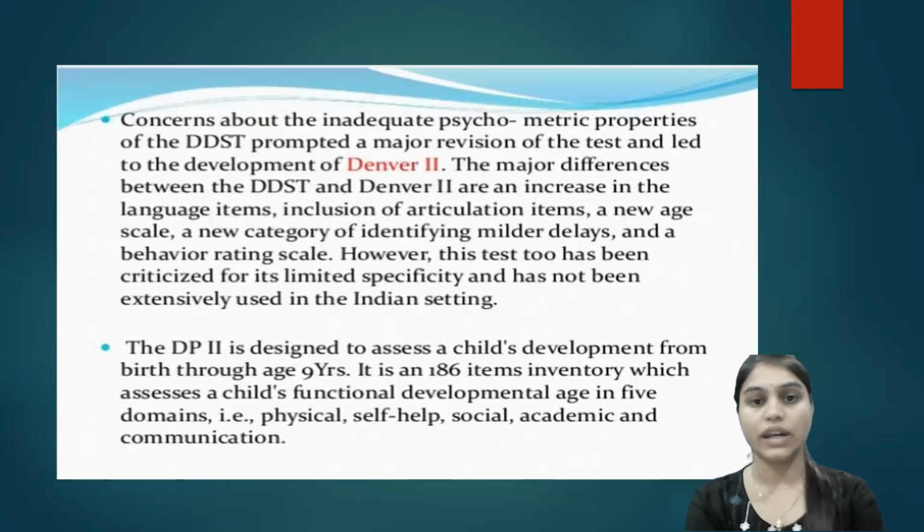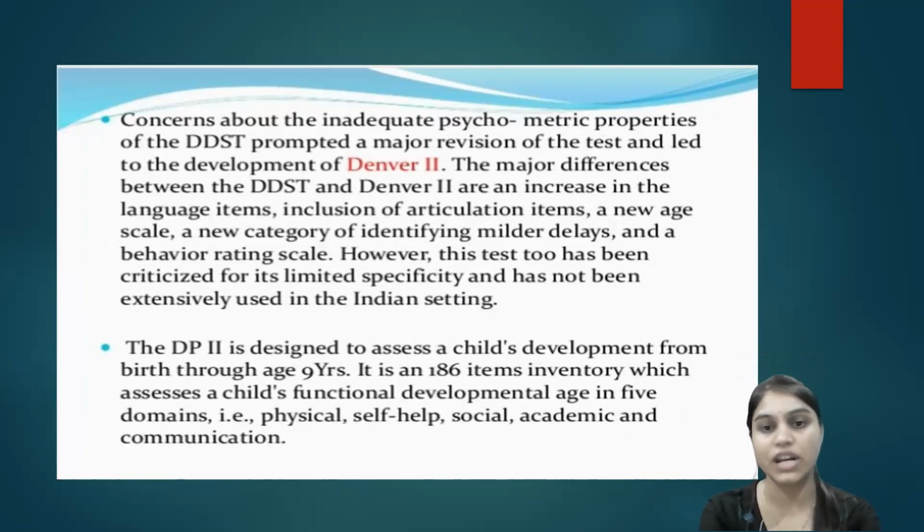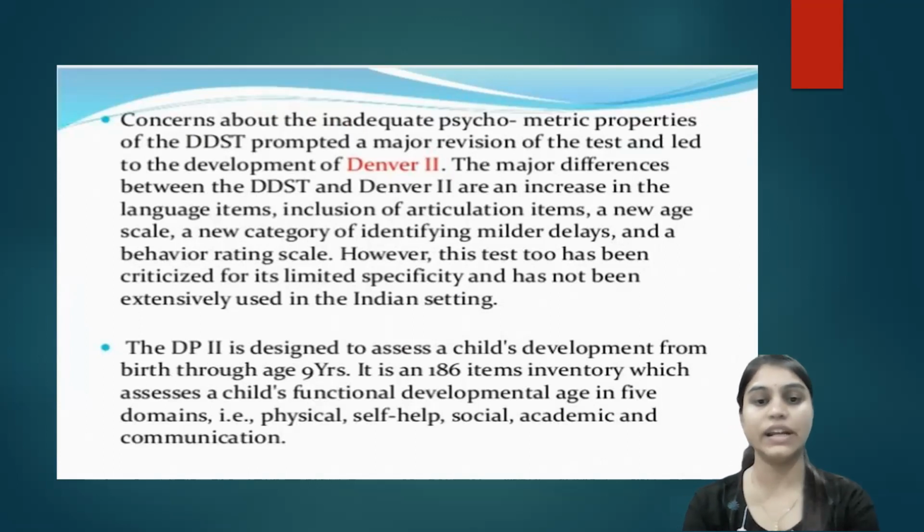Concern about the inadequate psychometric properties of the DDST prompted a major revision of the test and led to development of Denver II. The major differences between the DDST and Denver II are an increase in the language items, inclusion of articulation items, a new scale, a new category of identifying milder delays, and a behavior rating scale. However, this test has been criticized for its limited specificity and has not been extensively used in the Indian setting.